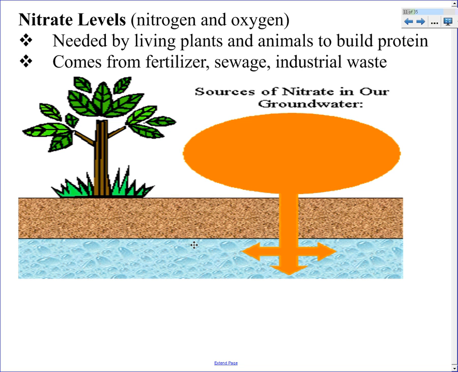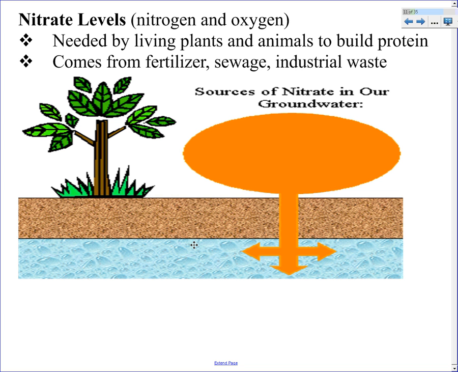Nitrate levels. Nitrate comes from what element? Nitrogen. And we talked about the nitrogen cycle and how those elements get through our environment. Nitrogen is needed by living plants and animals, and it helps to build protein. We need nitrogen. But we also talked about the harmfulness of nitrogen. If there's too much nitrogen, what could happen to our water? It could produce acid rain.